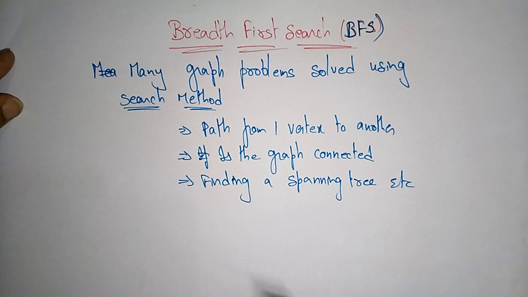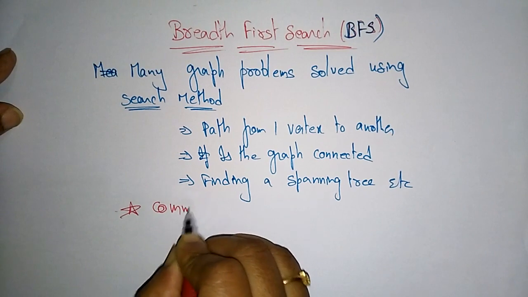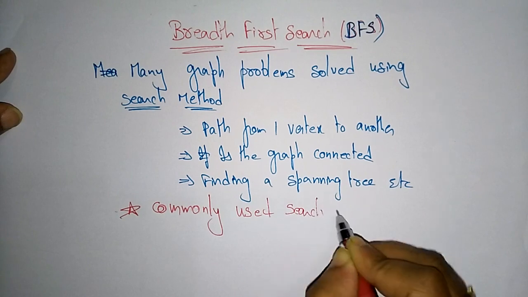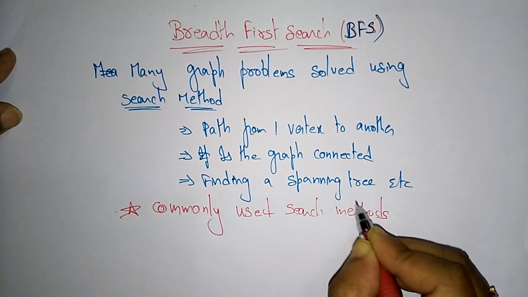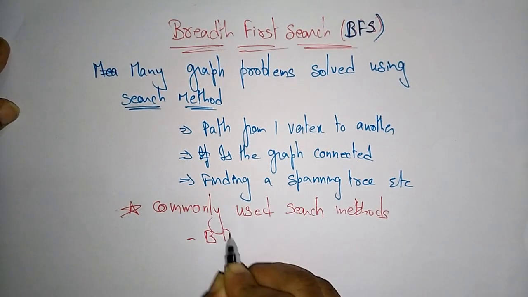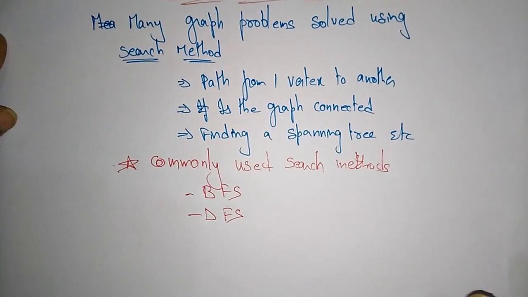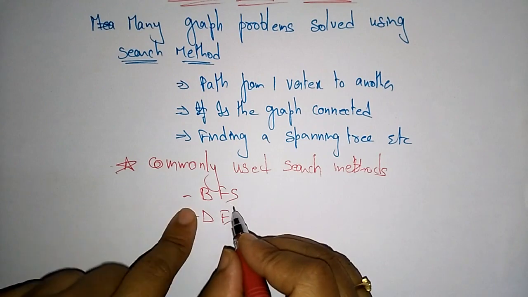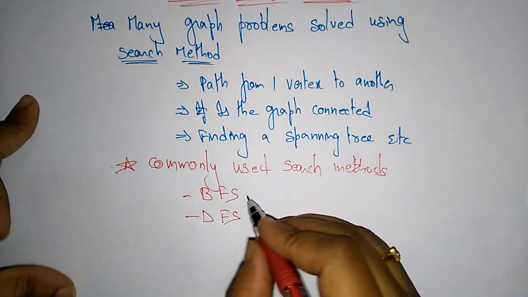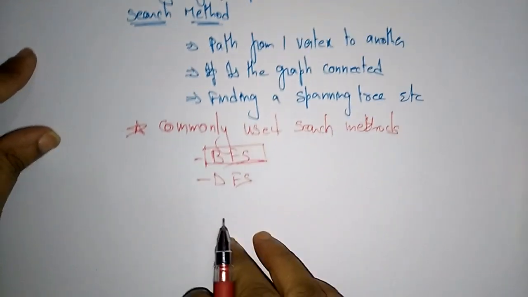The commonly used search methods, what are the most commonly used search methods? Those are BFS and DFS. So these are the main searching methods to solve graph problems, by using breadth first search and by using depth first search. Now let us see what is breadth first search. We will discuss what is BFS in this video.